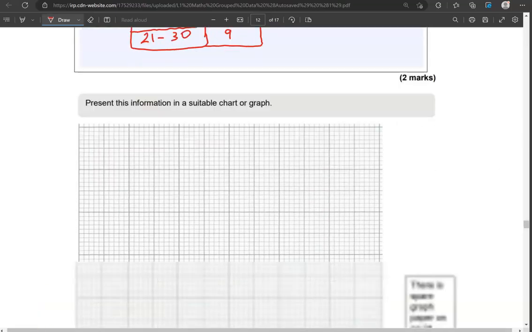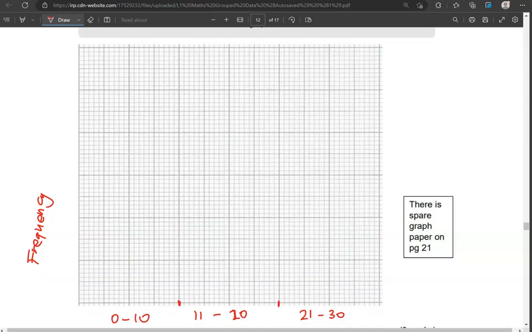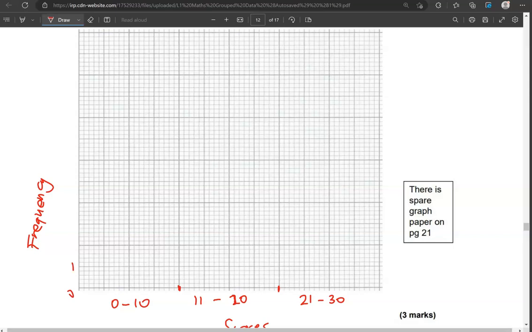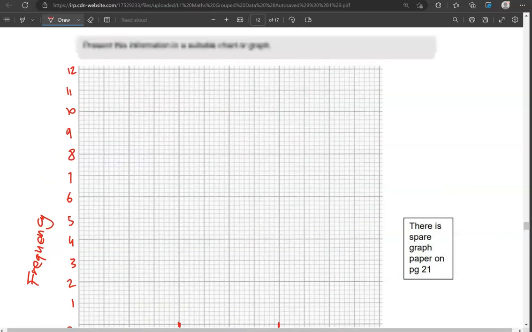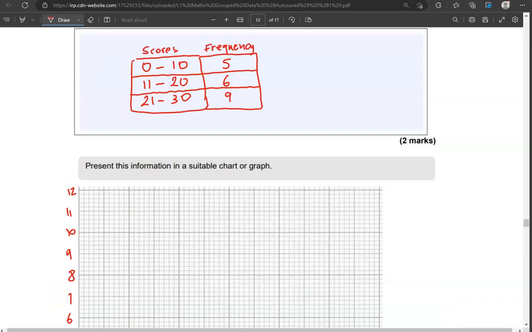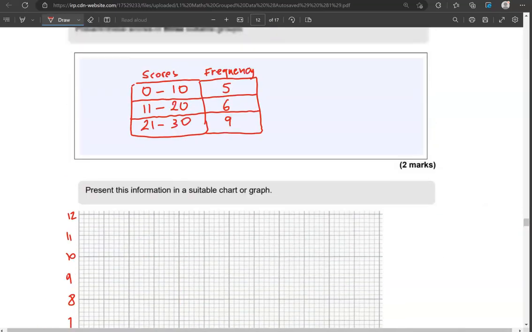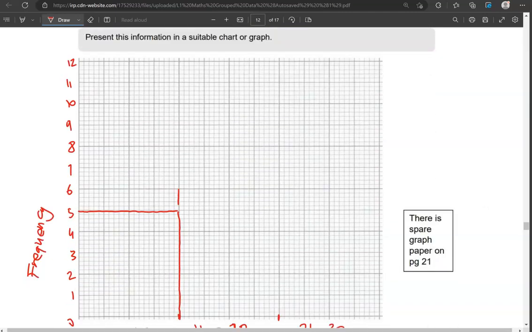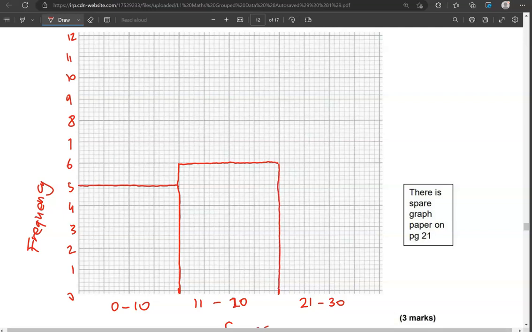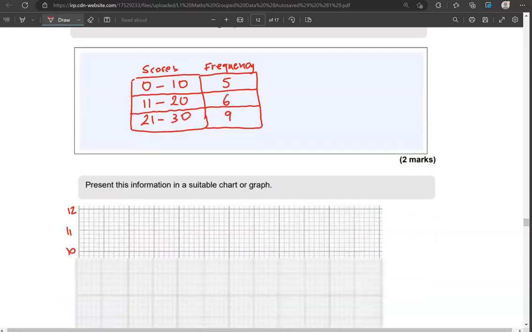The highest is 9, so we've got 1 up to 12. Makes sense to go up by 1 each time, so 1, 2, 3, up to 12. First group goes up to 5. Second group goes up to 6. And then third group goes up to 9.